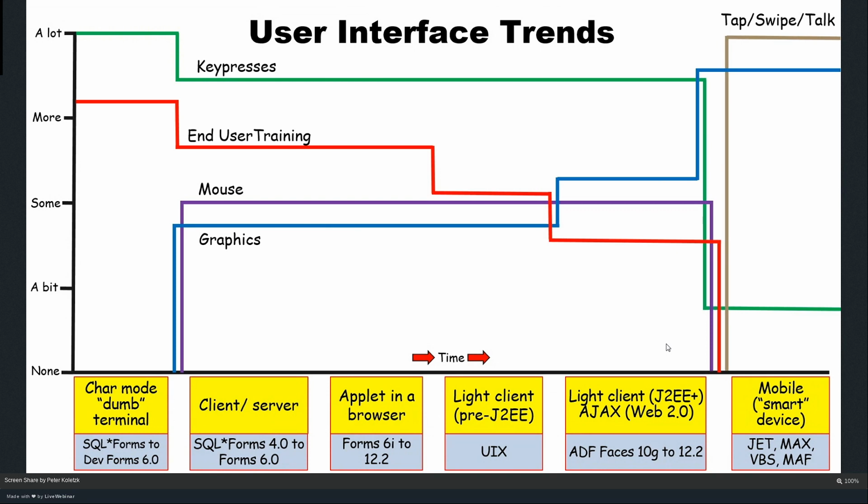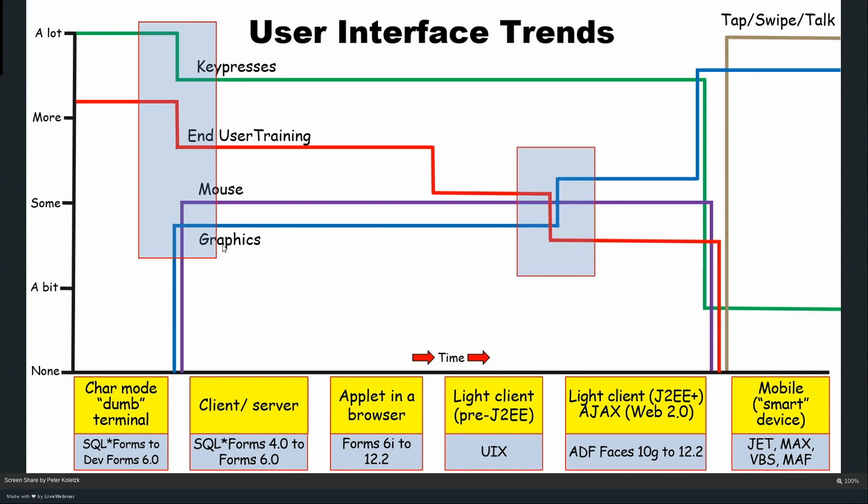So looking at this, it's a little bit easier than looking at that table with all the different words in it. And what we can get from this is the main changes that happened, basically the deltas, right? So the biggest one is last, but we did have a large one here between character mode and client server, because we introduced the idea of graphics, which meant there's less user training required, and we had the mouse and graphics.